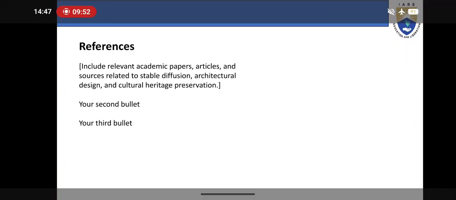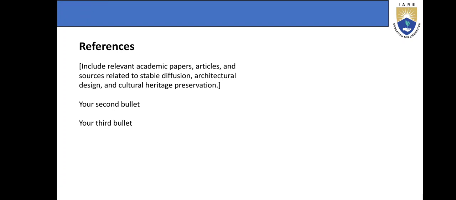References include relevant academic papers on cultural heritage preservation related to diffusion, architectural design, and cultural heritage preservation.